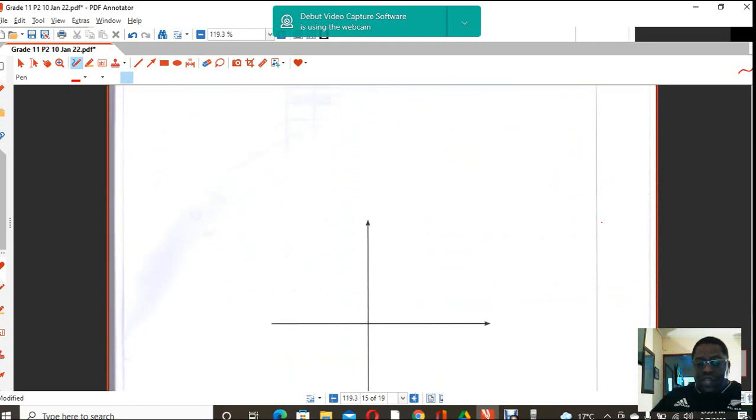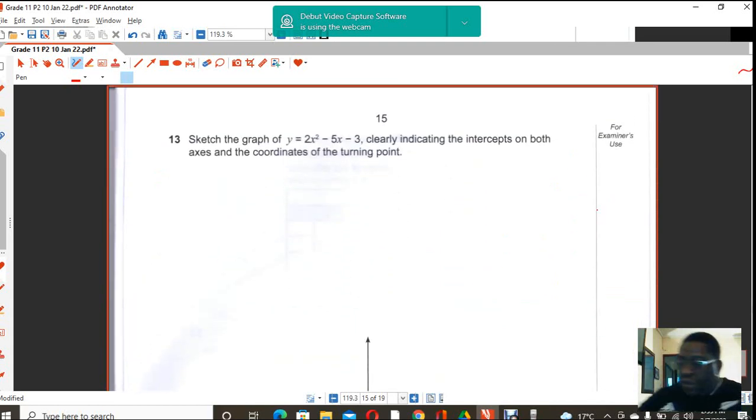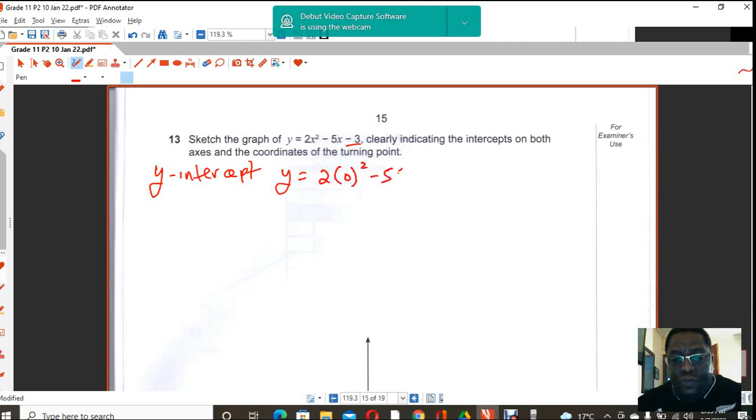Okay, so we are getting to question 13. They're asking us to sketch a graph. So there are a few things we need to identify. The y-intercept, you can just see from the graph, it's negative 3. But how do you get it? You make x to be 0. So the y-intercept is negative 3.